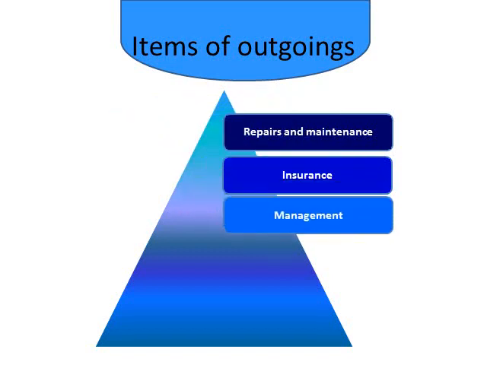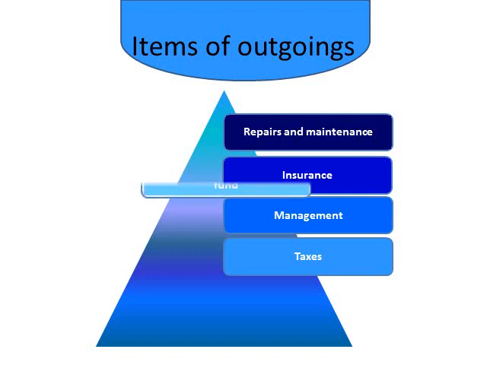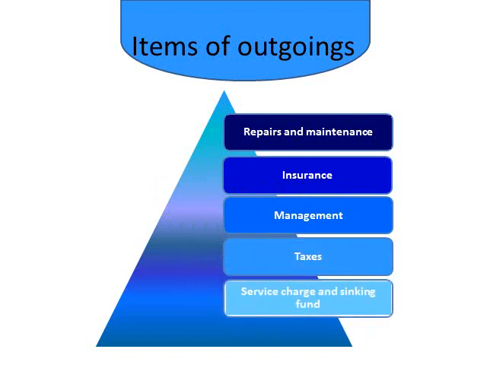Next one is management. Management is more towards the management costs or management expenses in order to maintain and manage that property. Next one is taxes. Only the taxes that relate to property we call part of outgoings. Taxes that are not related to property are not outgoings. And the last one, we have service charge and sinking fund.